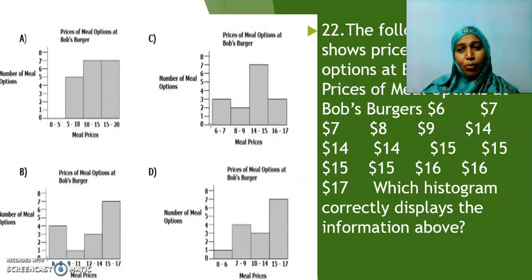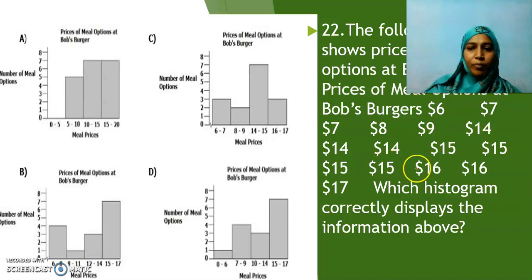This is a very important question, but an easy question. Many of you wrote it wrong here. Even the students who scored 39 out of 40 also made an error in this. So listen carefully. The following data shows prices of meal options at Bob's Burgers. Prices of meal options at $6, $7, $8, $9, $14, so many. Which histogram correctly displays the above information?